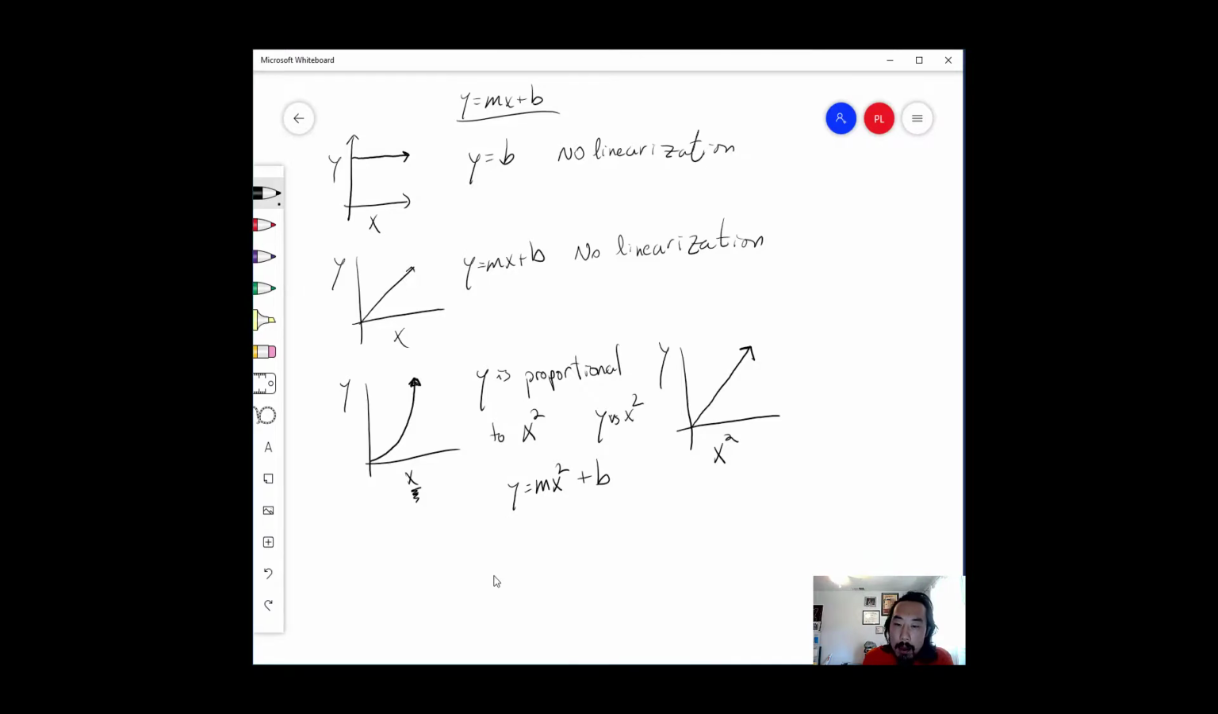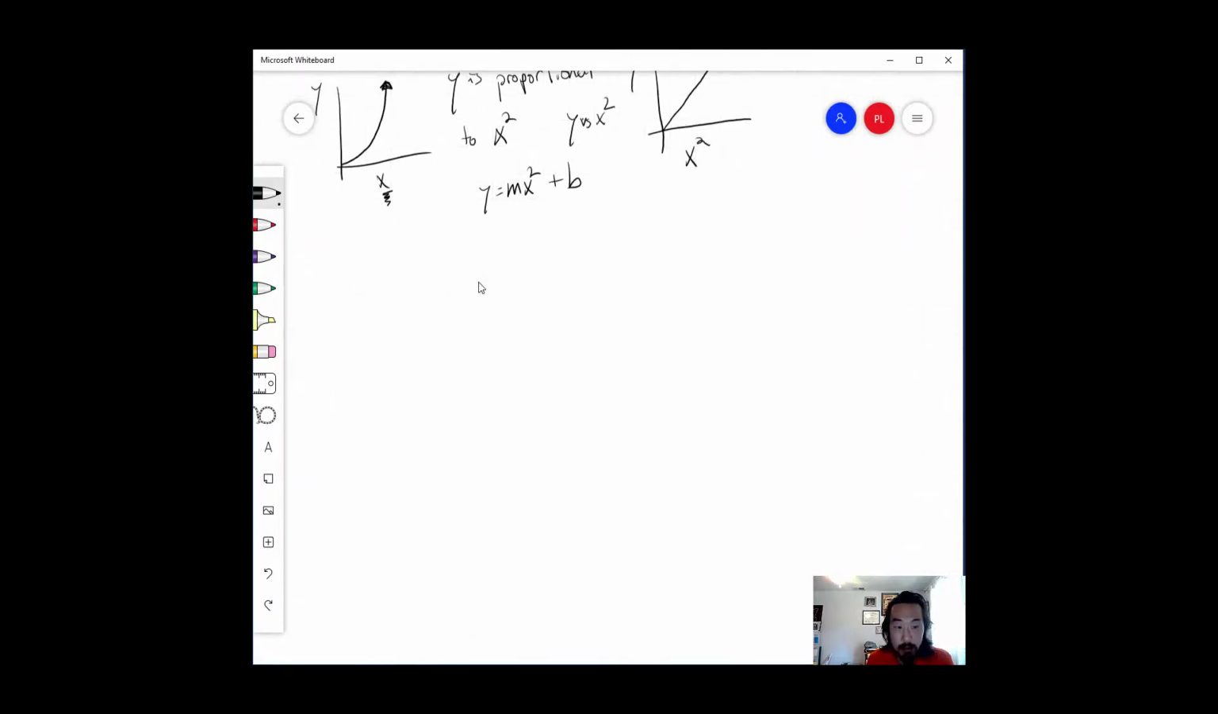All right. The next one that you'll see is a graph that looks a lot like the previous one, except it goes downwards, like so. The relationship here is that as x increases, y decreases proportionally. So y has an inverse relationship, and the relationship is 1 over x. That's what we call an inverse relationship.